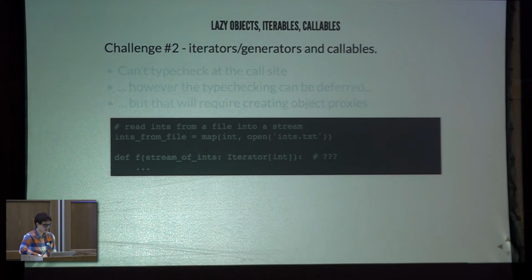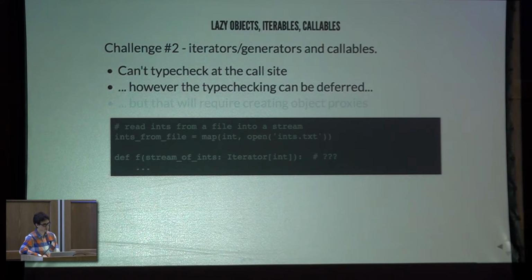Challenge number 2 is iterators, generators, callables, and lazy objects. You can't type check that at the call site. If you have an iterator and you consume it to check the values, then it's dead, it's gone, so you can't do that. If it's a callable, you can't just call it to check what it's going to return. So you can kind of sort of defer that.